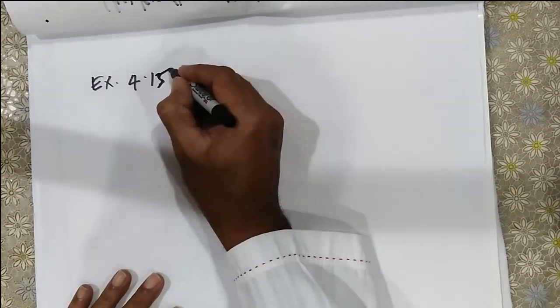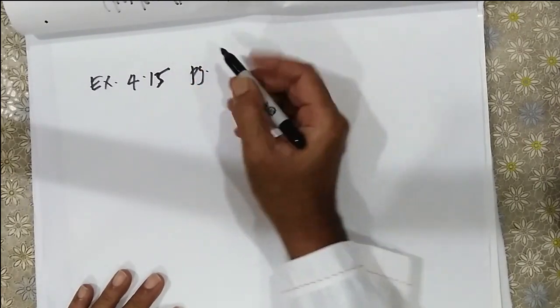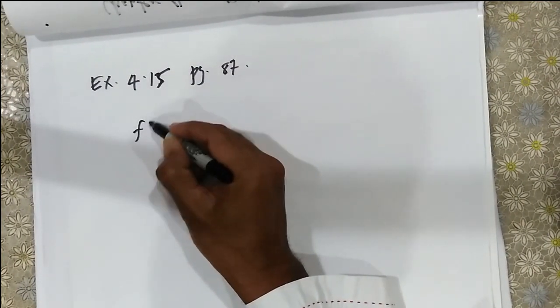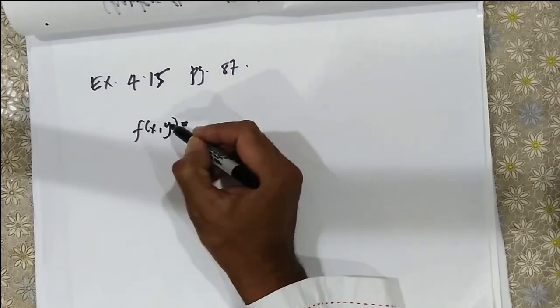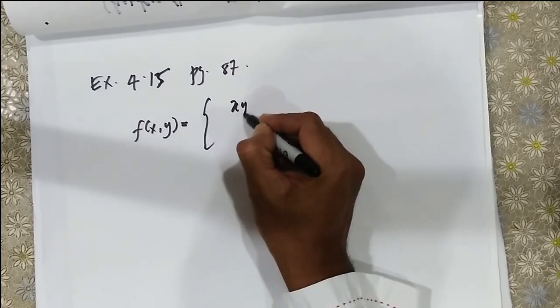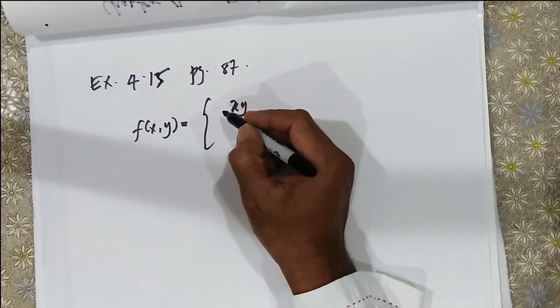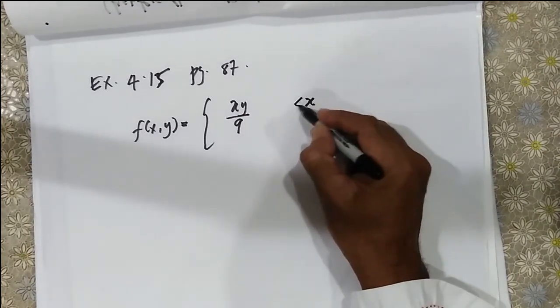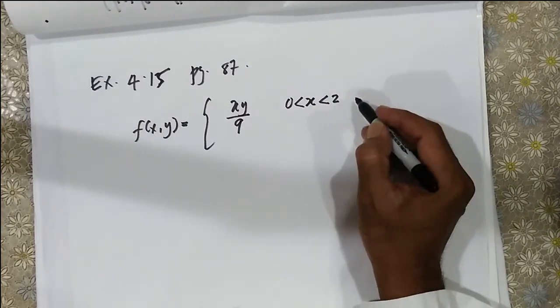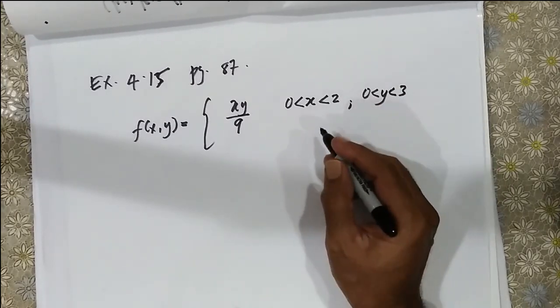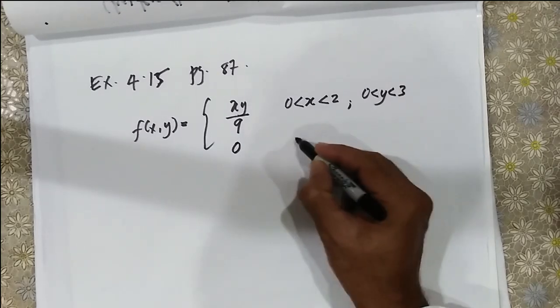Example 4.15, page 87. We are given the joint probability function of x and y: f(x,y) is equal to xy over 9 for x between 0 and 2 and y between 0 and 3, then 0 elsewhere.